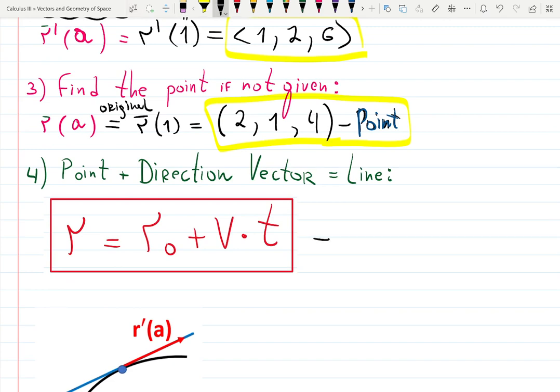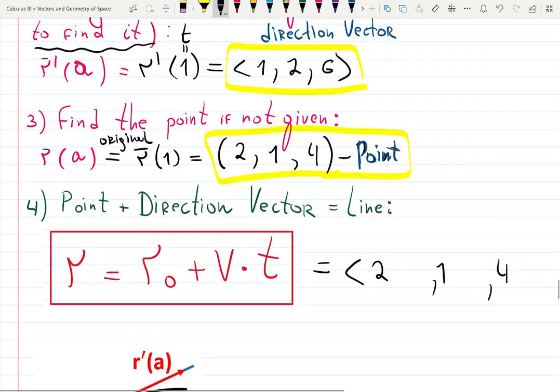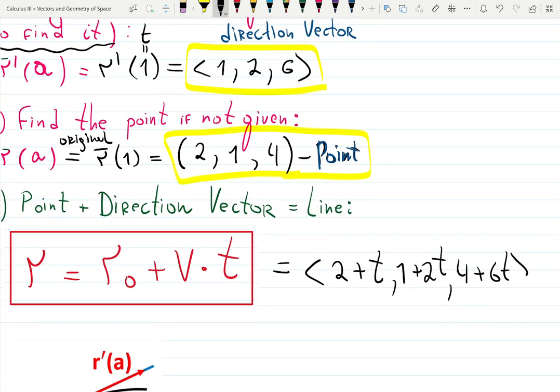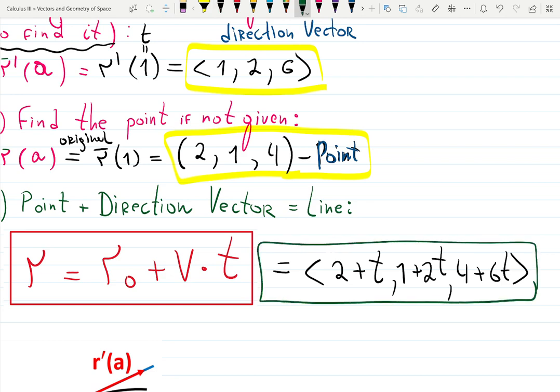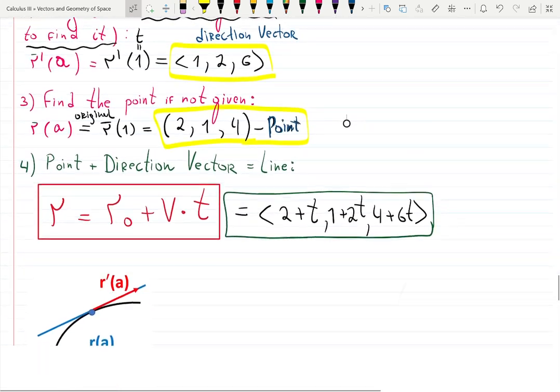So we have 2, 1, and 4 as a point. And now the direction is 1, 2, 6. That's my slope. So it's going to be plus 1t, plus 2t, plus 6t. And that is the equation of a tangent line built in 3D. Wow. I know this process is harder and a little bit more confusing.